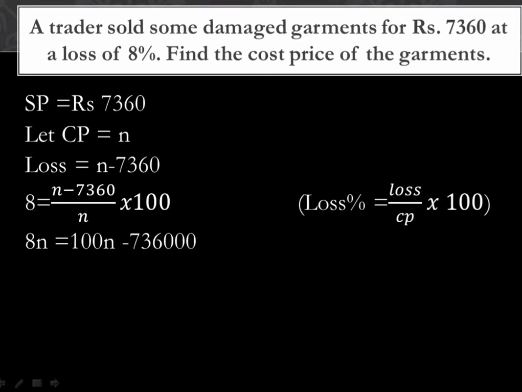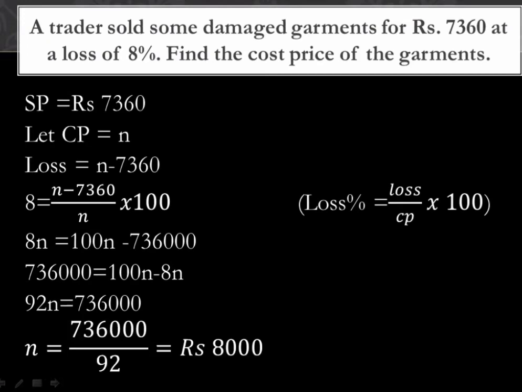Okay. Now this I will send on this side and 8N I will bring on this side. So this will become positive and this will become negative. So here I will get this 7,36,000 equals to 100N minus 8N. Or 100N minus 8N will give you 92N is equal to 7,36,000, or N, to solve for N I can just divide with 92. So I will get that N is equal to 8,000 rupees. So this was your cost price and he has sold on this. So that's why he is suffering a loss.